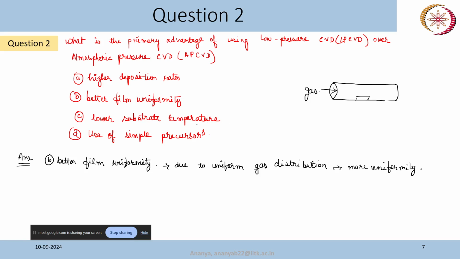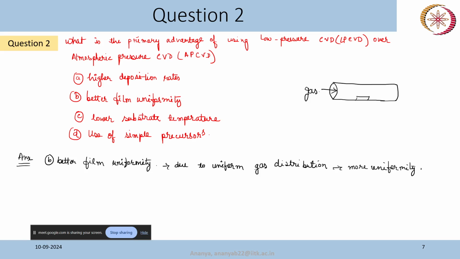In case of PECVD, plasma enhanced CVD, the process will overall require less temperature compared to LPCVD or APCVD. Use a simple precursor. This is the same for all of these because we use similar gas composition in all these types of CVD. There is another type of CVD, MOCVD, that is different. If you want, you can read about it. They need specific precursors. Okay, but we are discussing APCVD and LPCVD.